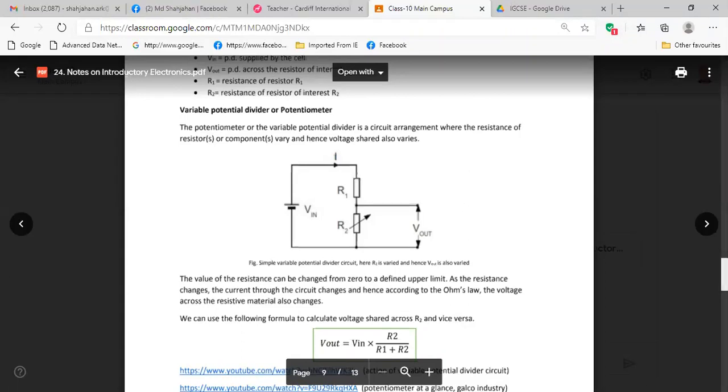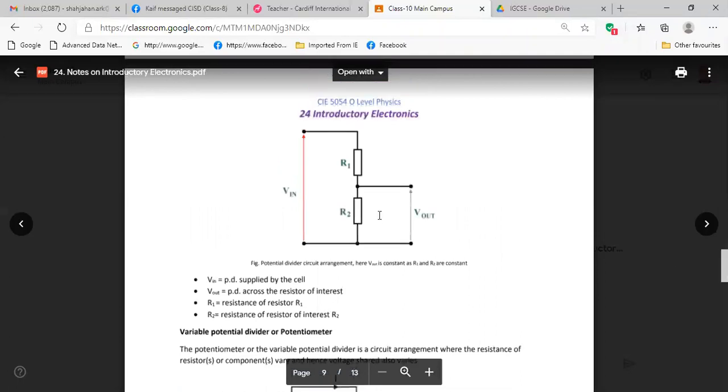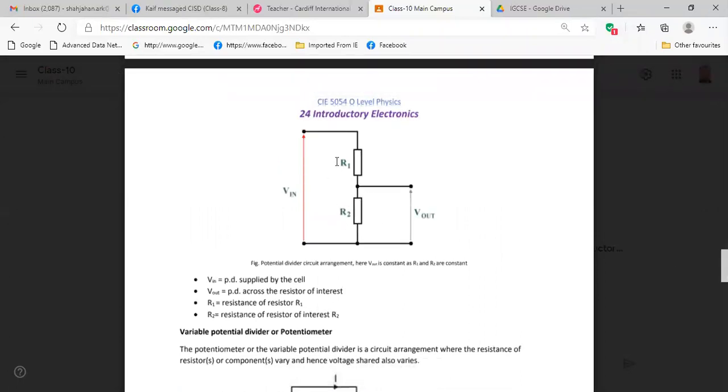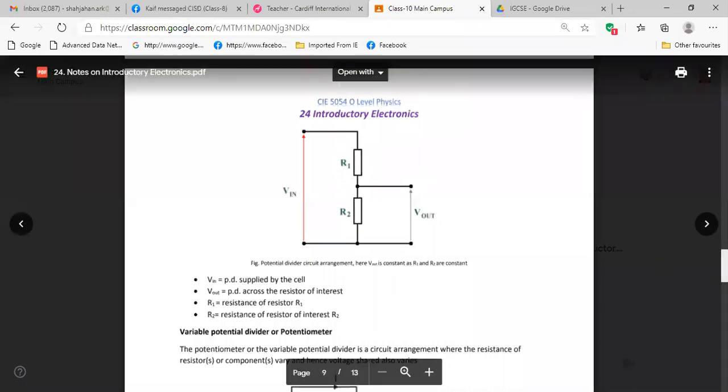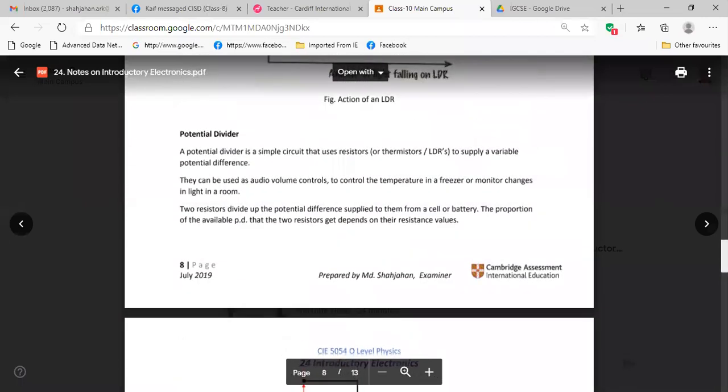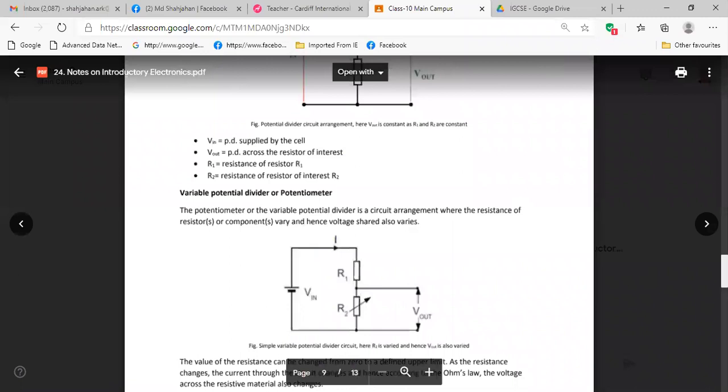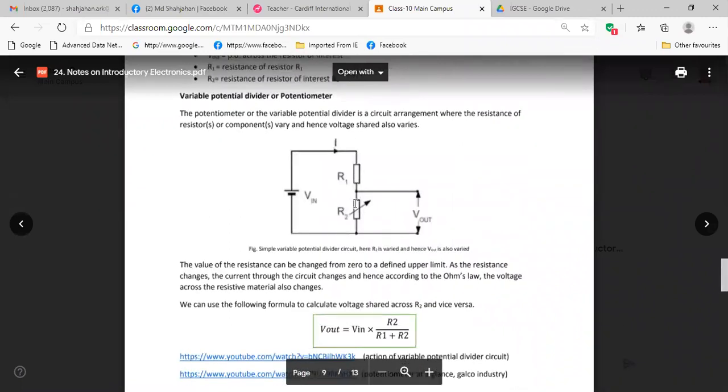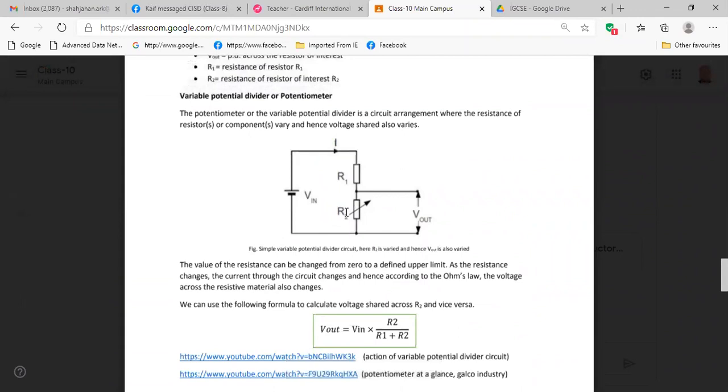Look, here we have fixed resistors. Both are fixed resistors. If they are both fixed resistors, that time we call it only potential divider. But if one of them is a variable resistor, then we can vary the voltage output. Across this R2, we can vary the voltage output, and this type of potential divider is called potentiometer.